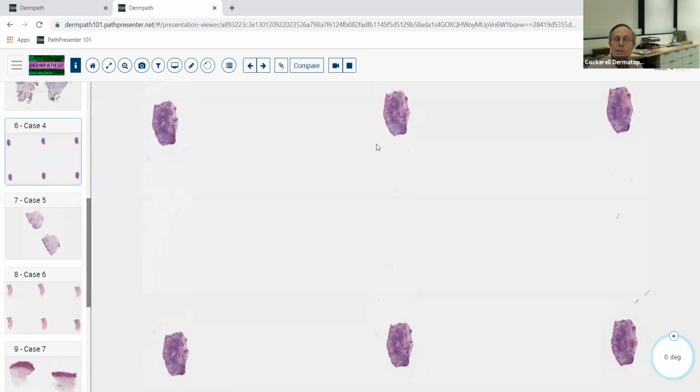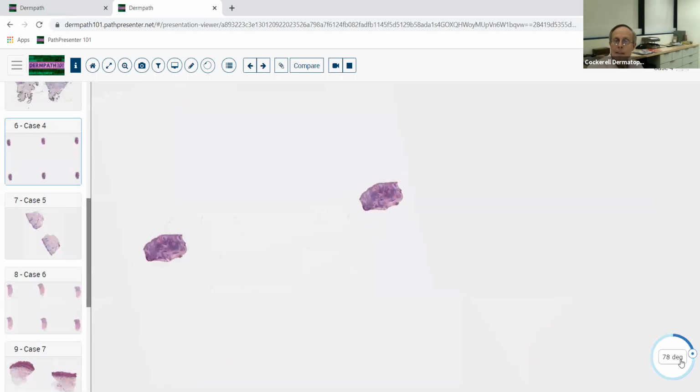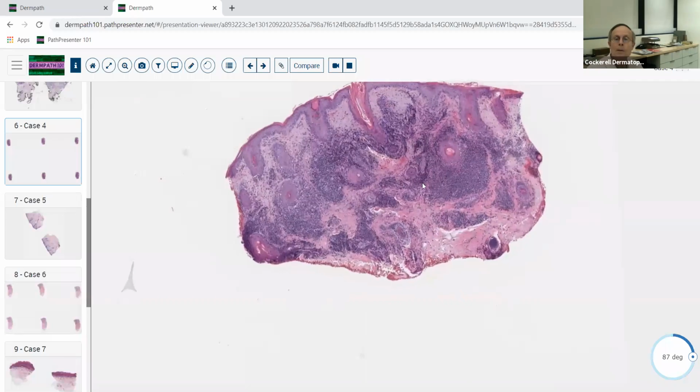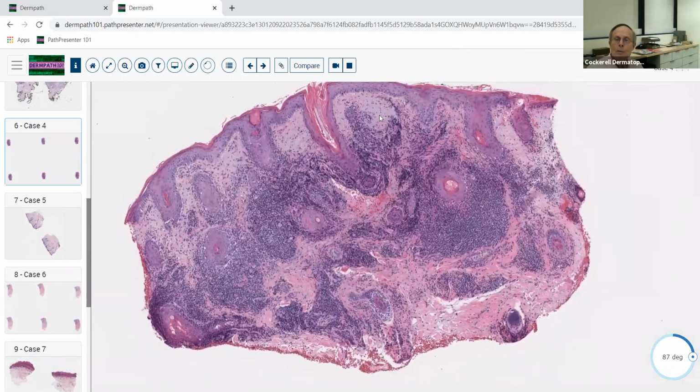Okay, so let's take a look at this. This is a small biopsy, and maybe small because of the location where it was taken from. It was probably on somebody's face. And we've got a superficial and deep, pretty dense infiltrate of lymphocytes here.